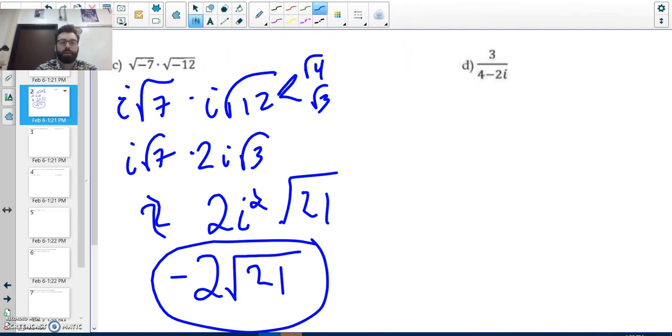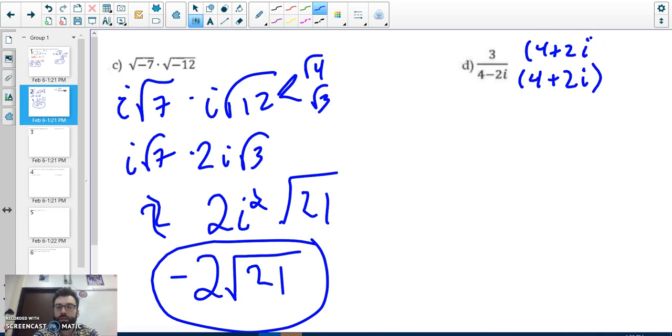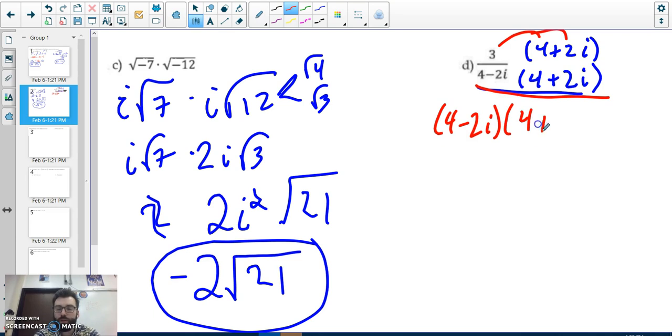Okay. Now, what do we have here? We have a complex number in our denominator, which is something we do not want. So I need to multiply the top and the bottom by the conjugate. I'm going to do this bottom work in red. Before I do the top, I just distribute that 3. But the bottom, I have 4 minus 2i times 4 plus 2i.